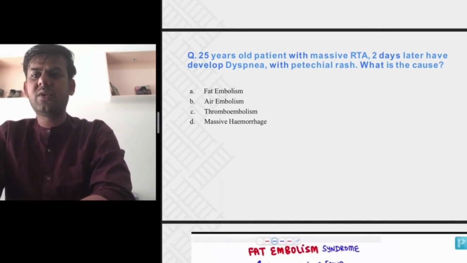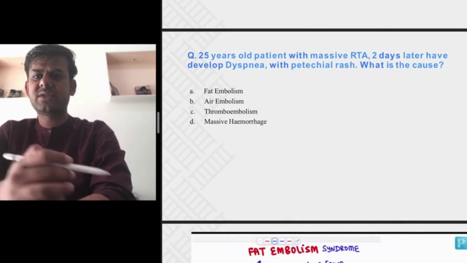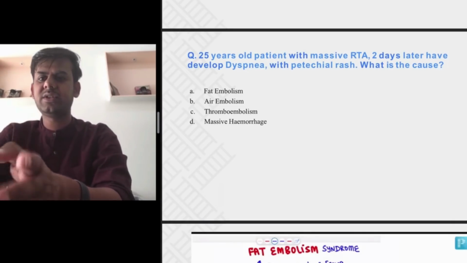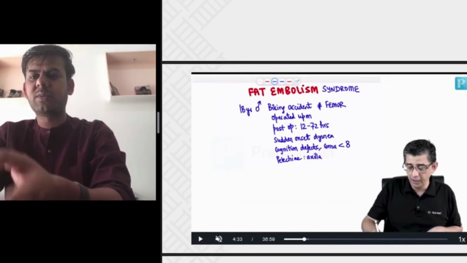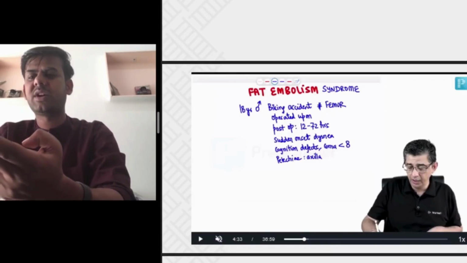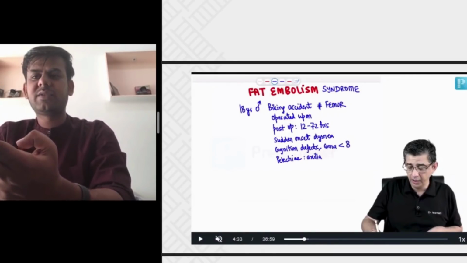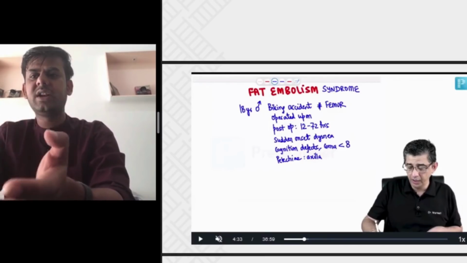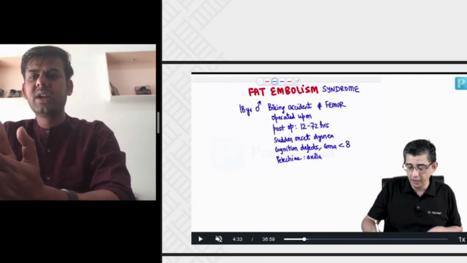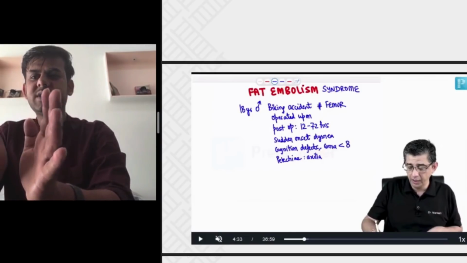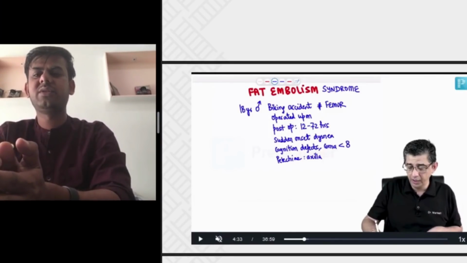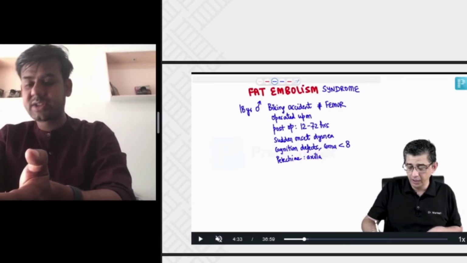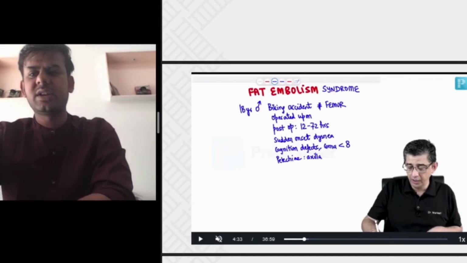Another question, a 25-year-old patient with RTA, 2 days later he has developed dyspnea and petechial rash. What is the cause? So in this clinical scenario, this is a case of fat embolism. Other features of fat embolism: it is common after road traffic accidents and post-operative conditions, generally develops after 12 to 72 hours, and presents with sudden onset dyspnea because of emboli to the lungs, or cognitive dysfunction because of emboli to the brain, or petechial hemorrhage due to emboli to the skin circulation.